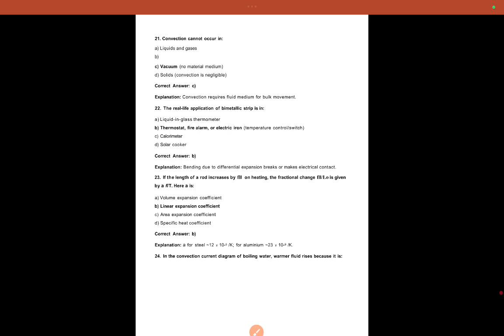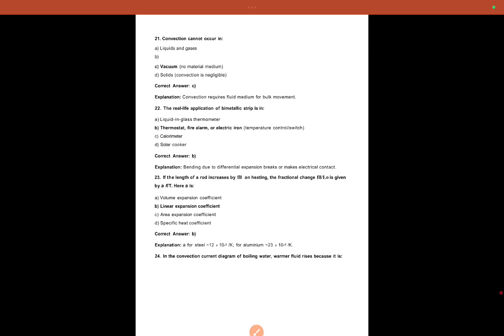Coming to question number 22. The real life application of a bimetallic strip. Here, in a bimetallic strip we use two different metals that have different expansion coefficient values. So the real applications of the bimetallic strip are the thermostat, fire alarm, electric iron. Not only that, some IoT, Internet of Things devices that we see presently also work on the concept of the bimetallic strip.